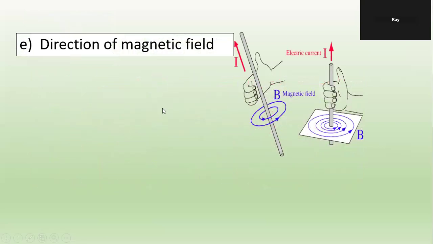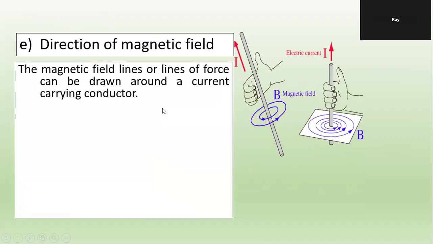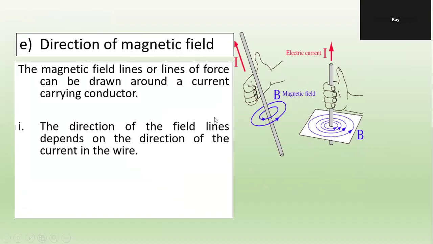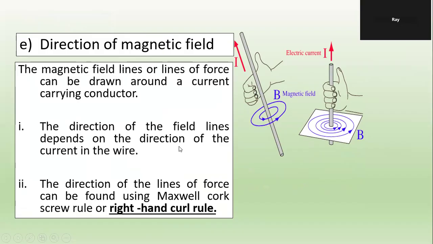Okay, direction of magnetic field. Magnetic field lines or lines of force can be drawn around a current-carrying conductor. The direction of field lines depends on the direction of the current in the wire. The direction of the line of force can be found by the Maxwell corkscrew rule or the right-hand grip rule. Here's the right-hand grip rule: the thumb points in the direction of the current, so the fingers show the direction of the field. I want to show you that.